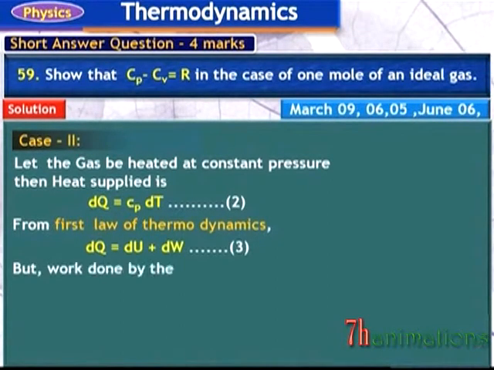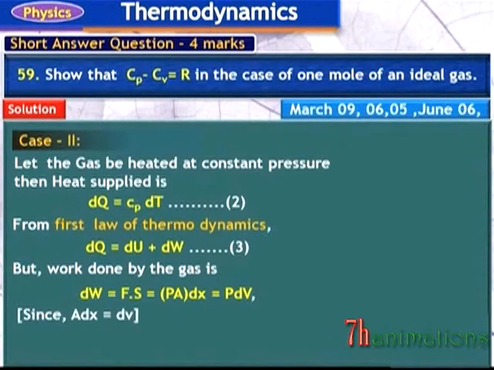Now work done by the gas is equal to pressure into change in volume. How do you get this? Work done is nothing but force into displacement. This is equal to pressure into area, which is the force, into displacement dx. But A into dx, area into displacement, is nothing but change in volume. Therefore, this is equal to P dV. Therefore, dW equals P dV.